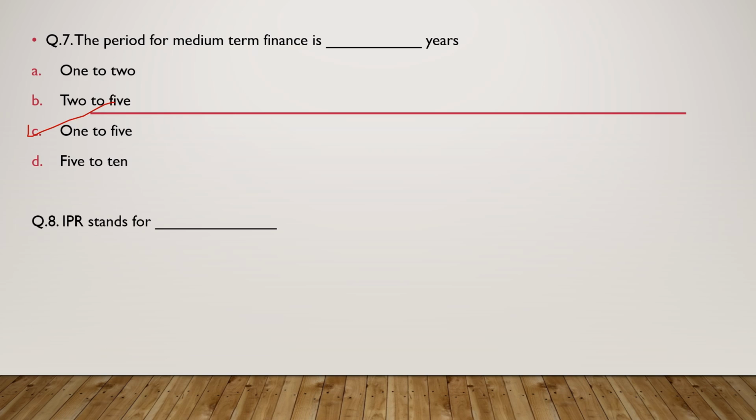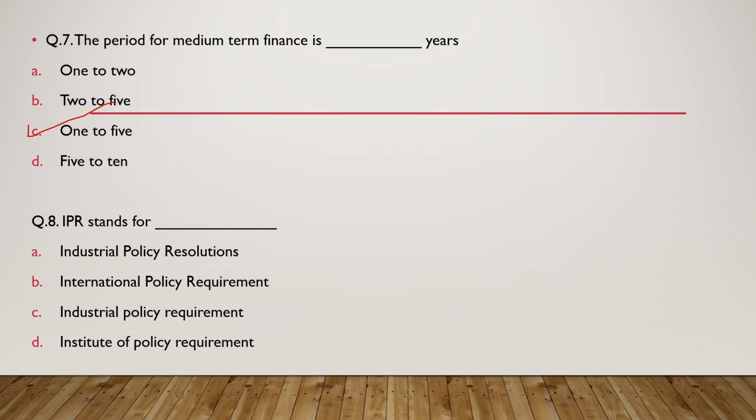Some questions will be related with long forms. There are so many terms in which you are asked to state the long form of it. IPR stands for, and they will give four options: industrial policy resolution, international policy requirement, industrial policy requirement, institute of policy requirement. So you should know the answer is industrial policy resolution.